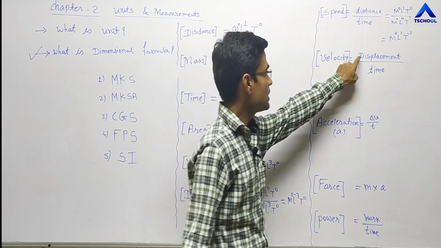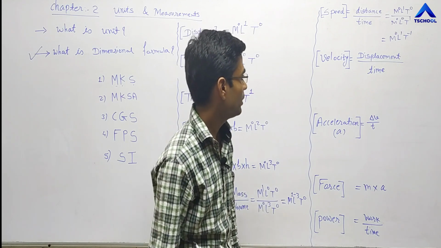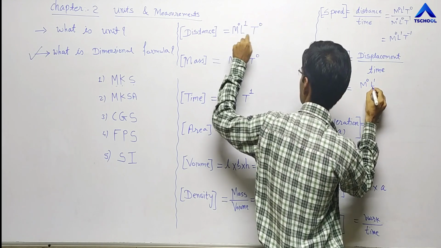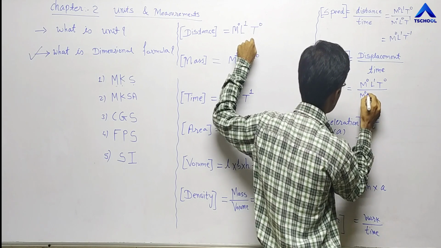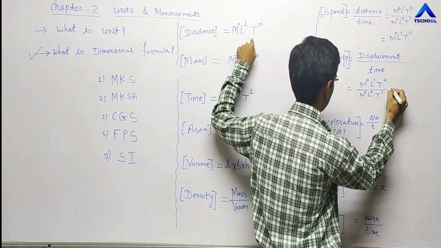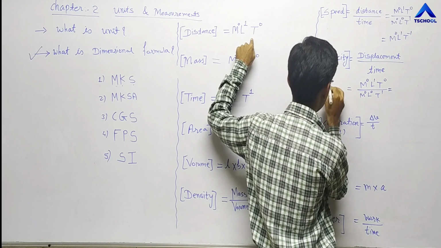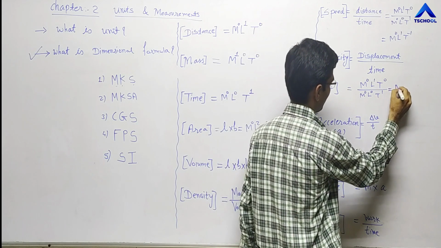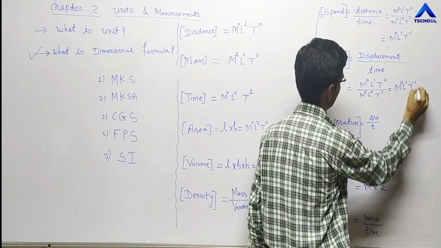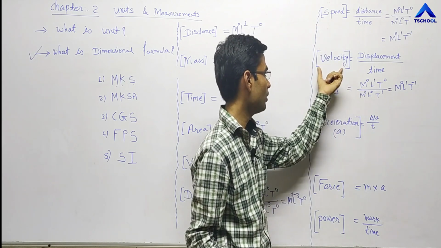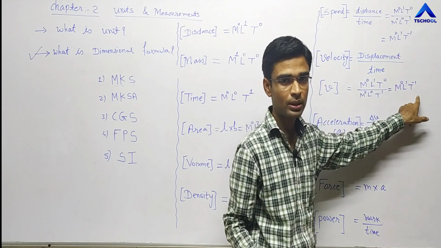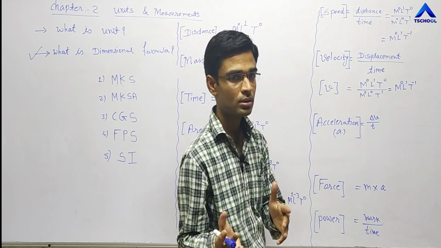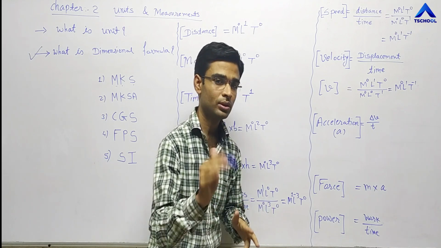Now, velocity. Velocity means displacement upon time. Displacement is one type of distance. The dimensional formula of distance is M0 L1 T0, and the dimensional formula of time is M0 L0 T1. Velocity is represented by small v, and its dimensional formula is M0 L1 T minus 1. The dimensional formulas of speed and velocity are equal, M0 L1 T minus 1. One is a scalar quantity and the other is a vector quantity. We will learn this in chapters 3 and 4.